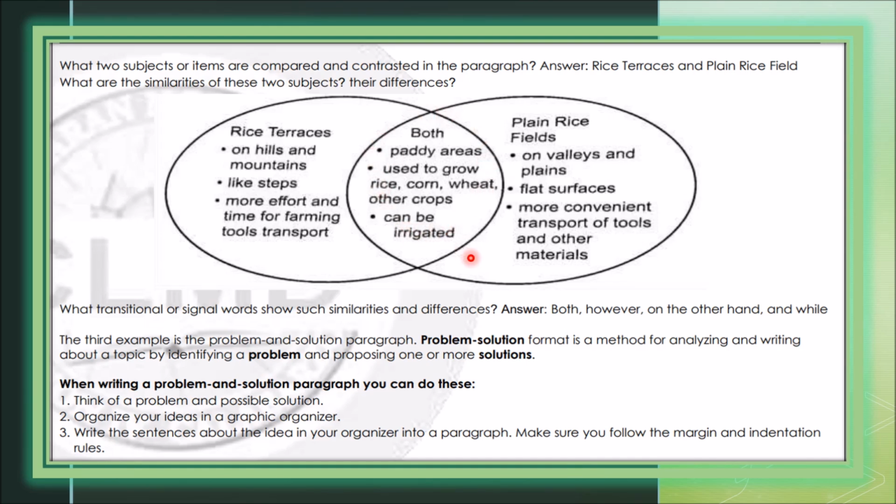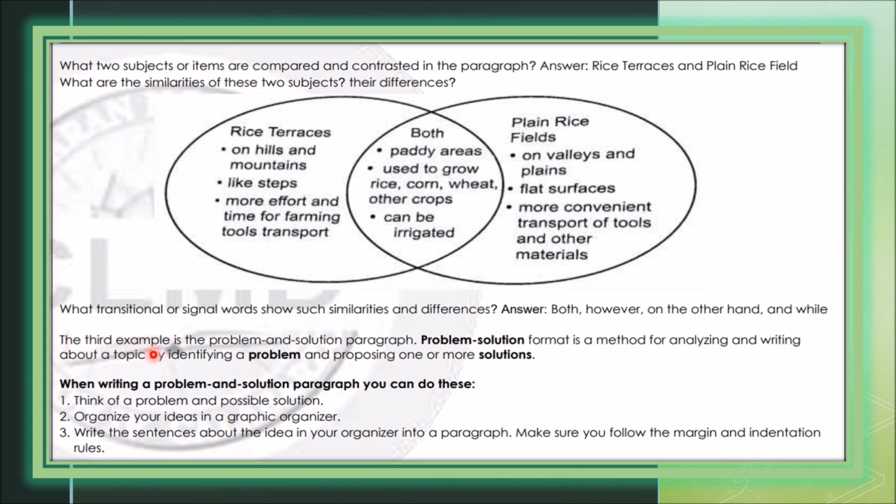Okay? Do you understand? So, what transitional or signal words show such similarities and differences? Okay. Both, right? For similarities. And for differences, however, on the other hand, and while. These are the word signals for differences. And this one is the word signal for similarities. Okay.